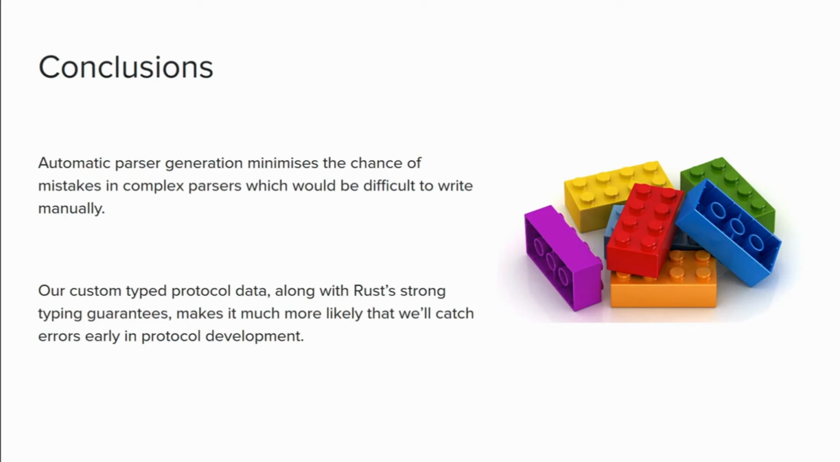The typing guarantees offered by Rust help us to be sure that we're using the correct types in both the machine-readable protocol specification document and in our network packet representation system. If there are errors, the Rust compiler will alert us to this.